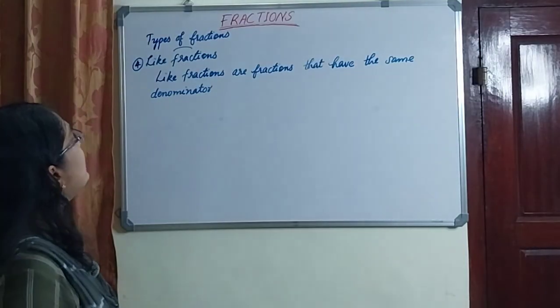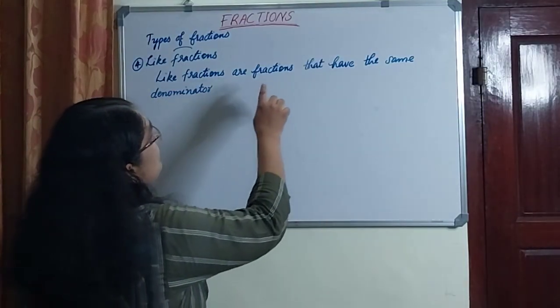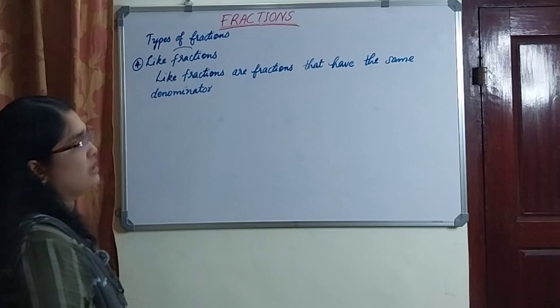Next category is like fractions. Like fractions are fractions that have the same denominator.